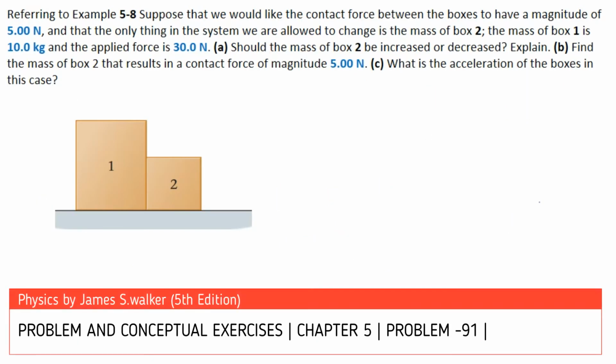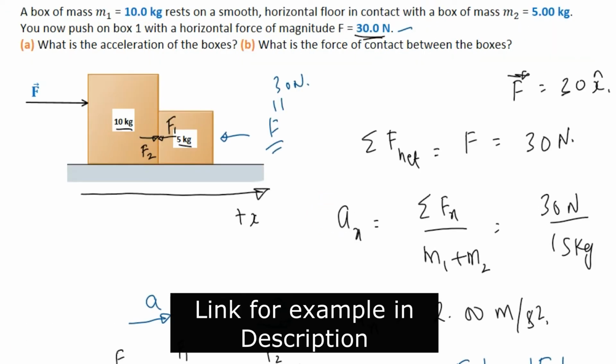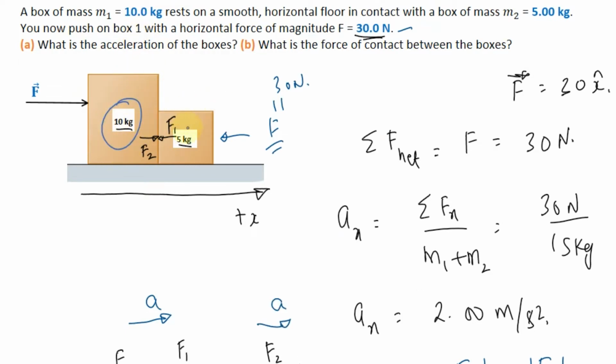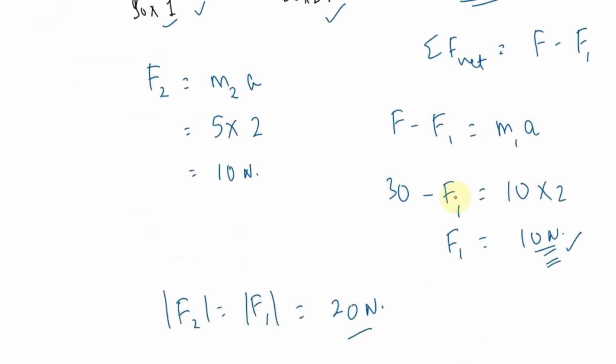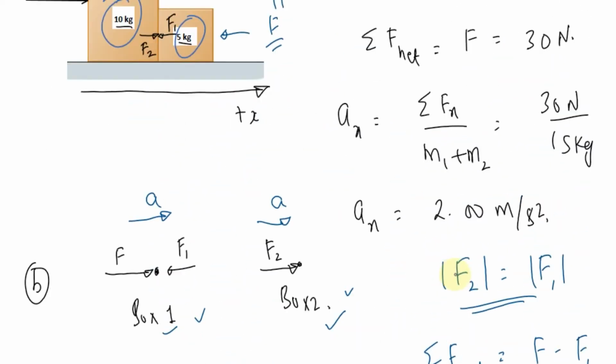Now to solve this problem, we have to refer to example 8, and this example I have discussed earlier. This was example 8. Here it was given that we have two blocks that have mass 10 kg and 5 kg, and a force of 30 Newton is applied on block 1. And our aim was to calculate the contact force, and we calculated the contact force to be 20 Newton. Now let's get back to the question.